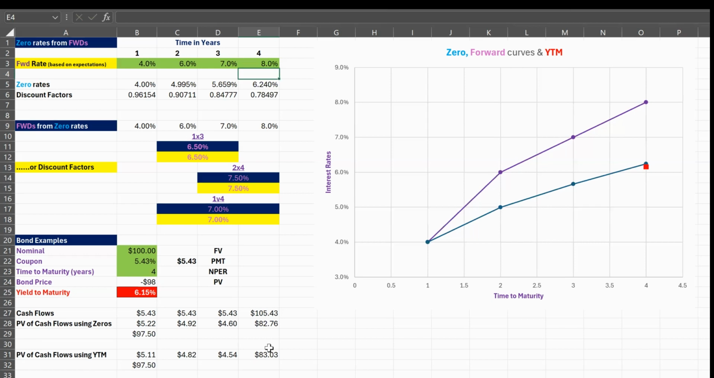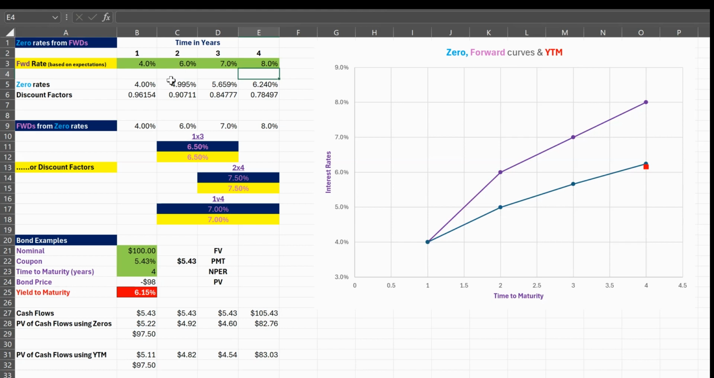And you can see it through the calculations here, either using zero rates, which have changed because our forward rates have changed, or of course, you can see the same result through using the yield to maturity. And you can see the curve changing slightly here as well.